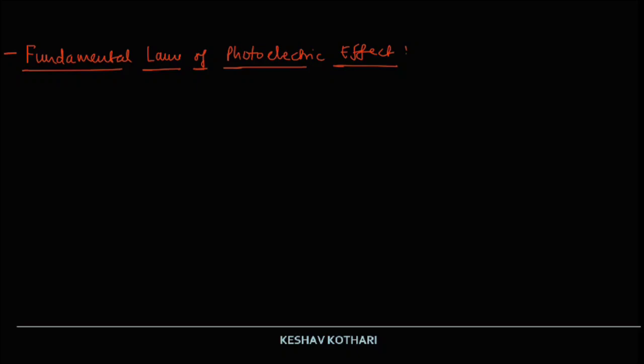So Hertz's observation was there, and now we are talking point-wise about what happens in the photoelectric effect. The first thing that we say is, when light is incident on the metal surface, the photoelectric effect starts or initiates only at a certain value of frequency, and this value of frequency is called the threshold frequency. Below this frequency, no emission of photoelectrons is observed.